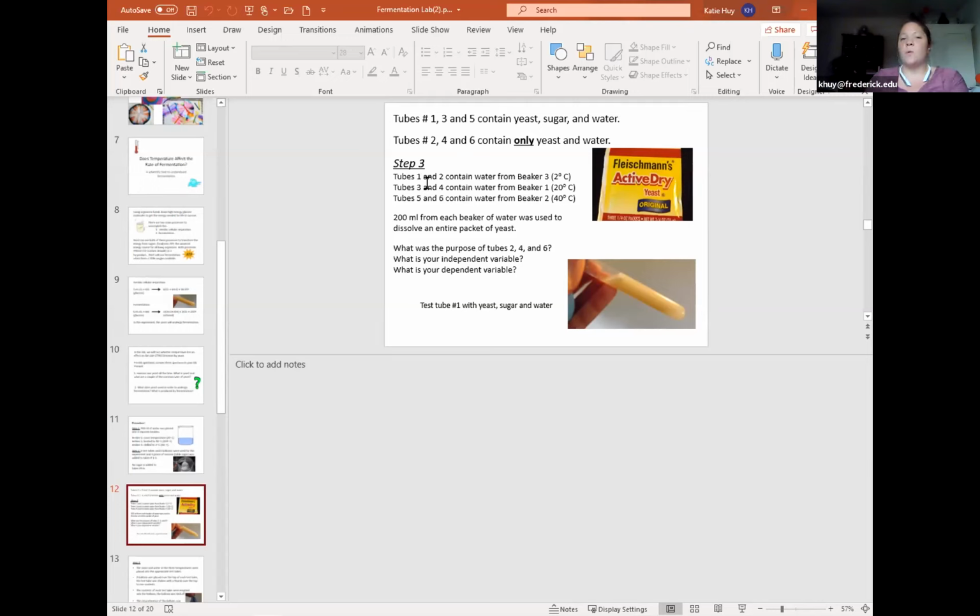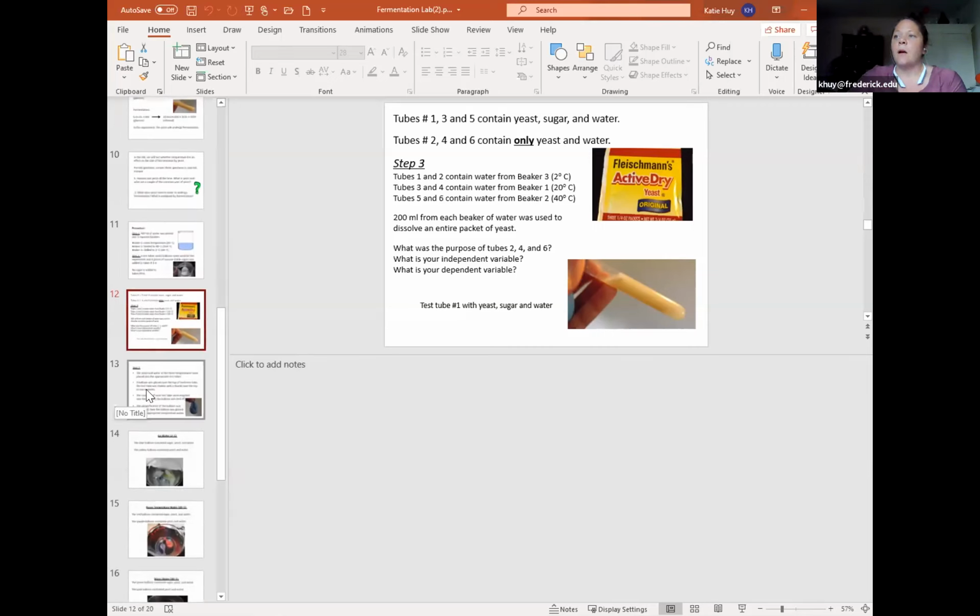So remember, we really want to make sure that we have that glucose, which is what the yeast is going to be breaking down. Okay, so it's important that we recognize the value of having the sugar in the test tube. So thinking about it from an independent and dependent variable outlook here.